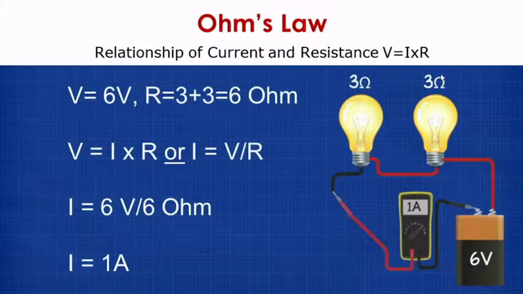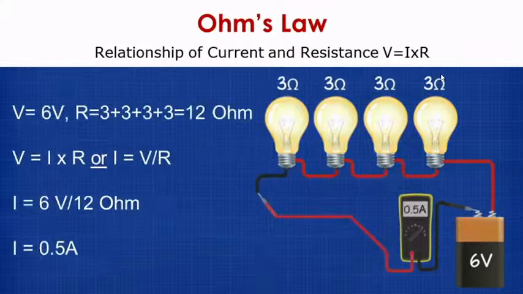In the next case, we add another bulb in series with 3 ohm resistance. When resistors are put in series, they add up. So 6 volt divided by 6 ohm, the current is 1 ampere. Adding two more bulbs of 3 ohm, the total resistance is 3 plus 3 plus 3 plus 3, that is 12 ohm. So the current is 6 volt divided by 12 ohm, which is 0.5 amperes.